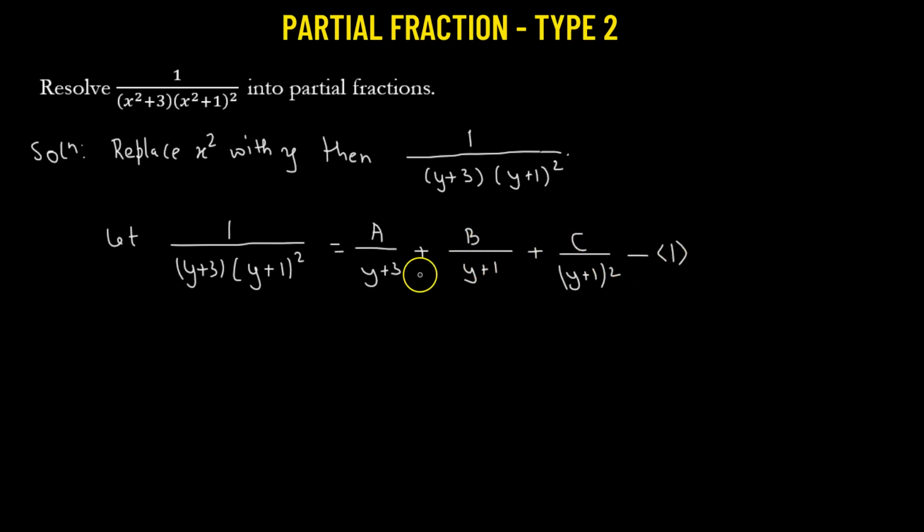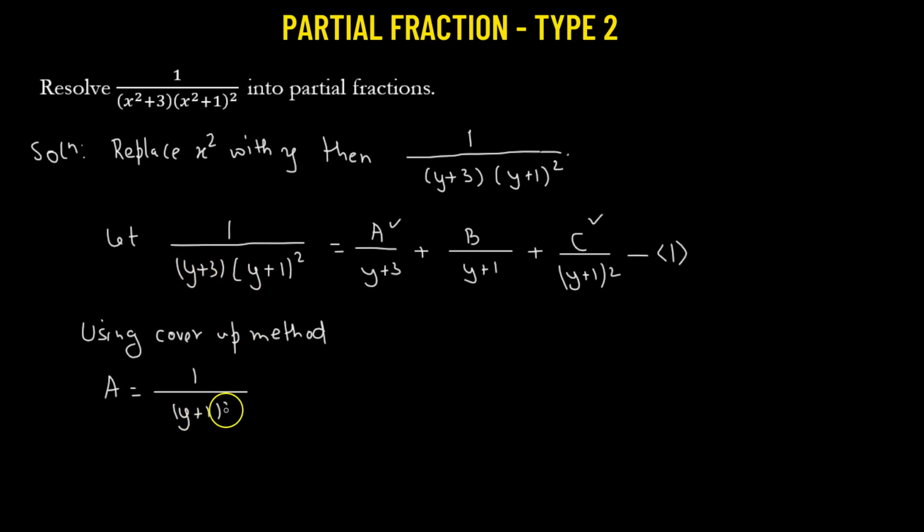Now there is a method known as the cover-up method, which can be used to obtain the value of A and C. We cannot use that method to find the value of B, which will become apparent in a moment. So let's begin with the cover-up method. That's a very simple and efficient method. To find the value of A, all we have to do is consider the original rational fraction and cover up the factor y plus 3, which means we are now left with y plus 1 whole squared in the denominator.